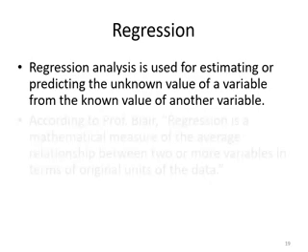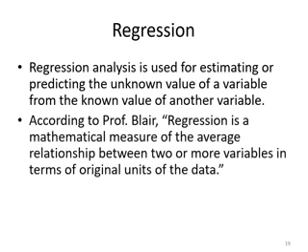At this stage, according to Professor Blair, regression is a mathematical measure of the average relationship between two or more variables in terms of original units of the data. So this is how we define regression. It's a mathematical measure of the average relationship between two or more variables in original units of the data.